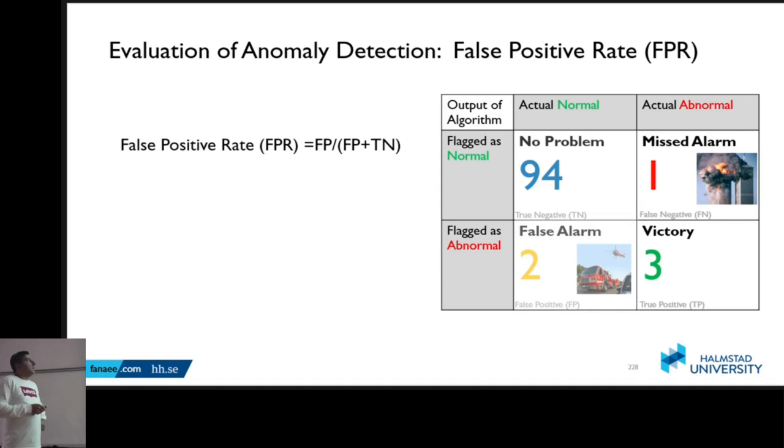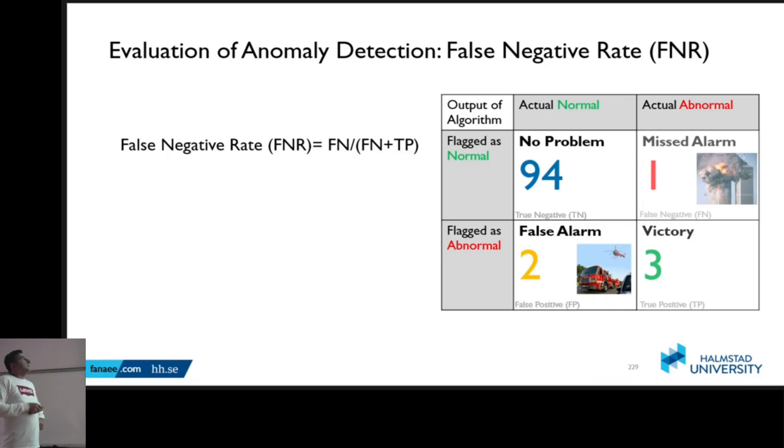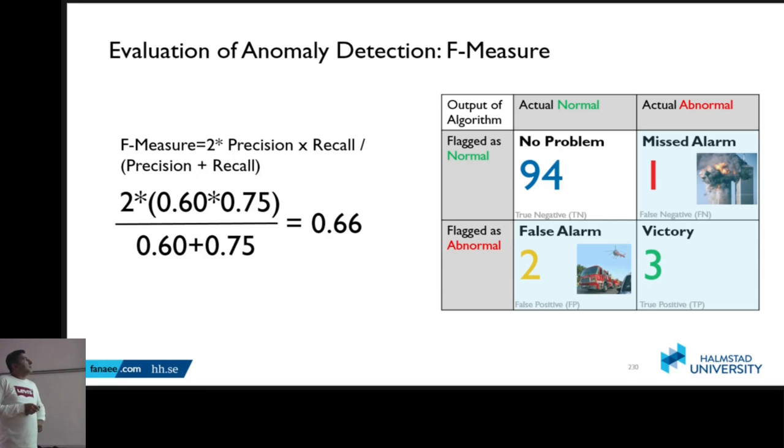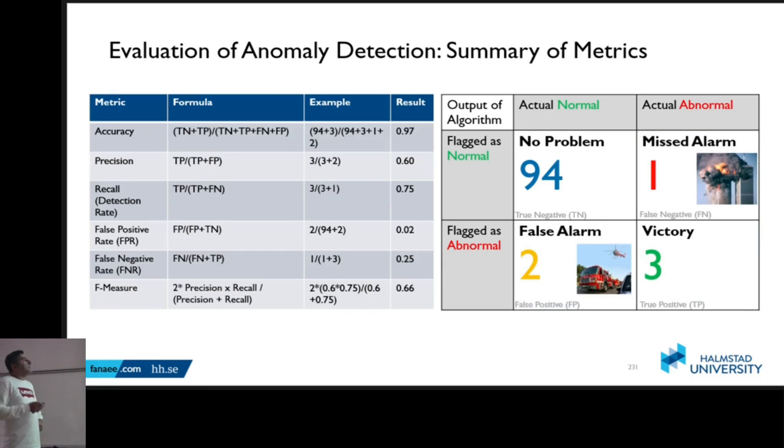And then we have false positive rate, which is 2 false alarms divided by no problem plus false alarm, right? This becomes this. And then false negative rate, 1 missed alarm over the missed alarm plus victory. And then we have the F measure, which is a combination of missed alarm, false alarm, and victory. So it becomes this value. You can see the summary of this.